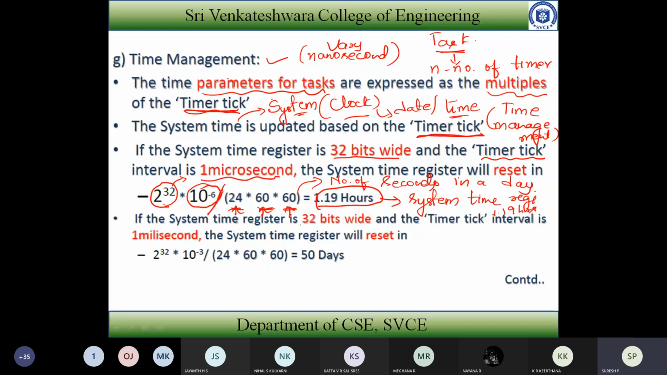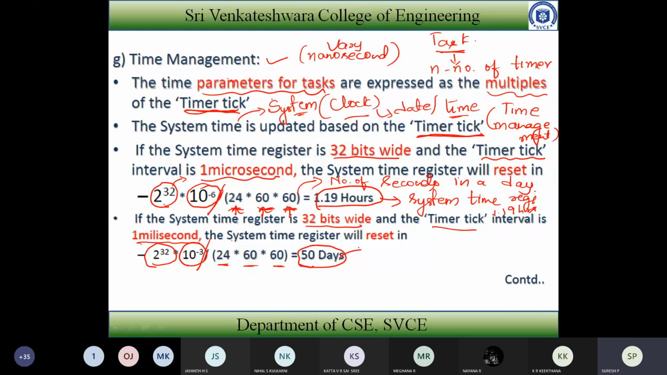Now, for example, if it is 32 bits wide and the timer tick interval is 1 millisecond, for how many days will it run before it resets? That is the next question. Taking the same example, 32 bits wide gives 2 power 32, and the interval between timer ticks is 1 millisecond, so 10 raised to minus 3, divided by the number of seconds per day, that is 24 hours, 60 minutes and 60 seconds. That gives the number of days your timer will be running, which is about 50 days.